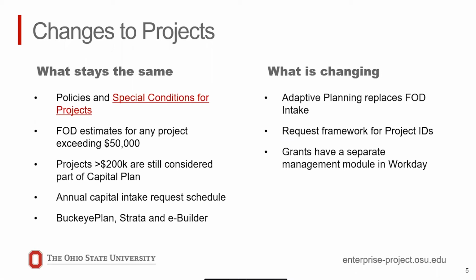What is changing? Workday Adaptive Planning Tool is replacing the CNI Capital Intake Tool and the FDC Intake Tool. Within Workday, the request framework task will be used to obtain a project number that is not managed in eBuilder. Grants now have a separate management module in Workday. Projects will have phases and funding. Project intake, approval, and creation will be done through Adaptive Planning and the FDM request framework.